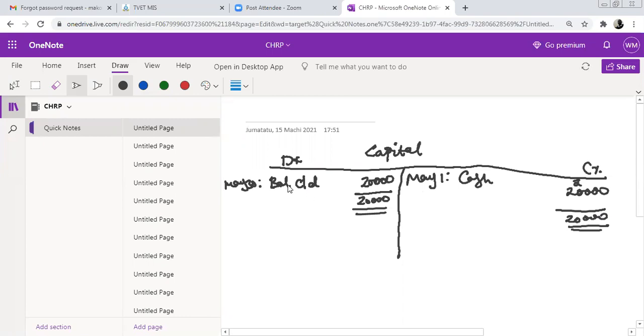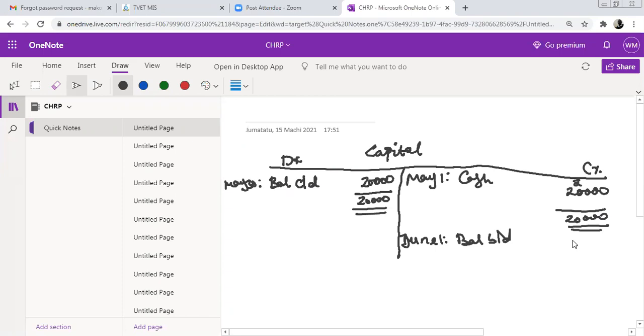Then remember, the balance carried down is the figure that you inserted on the side that had less so that it can balance. So when we proceed now to the next month, the next month will start on June 1st. The same amount that we closed May with is the amount that we are going to start the month of June with.